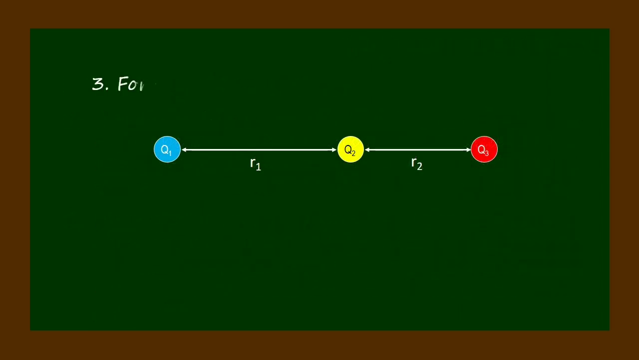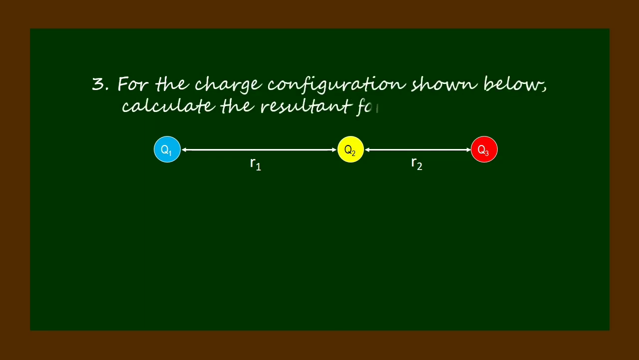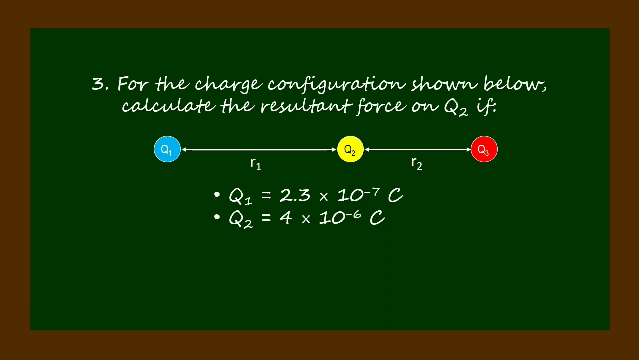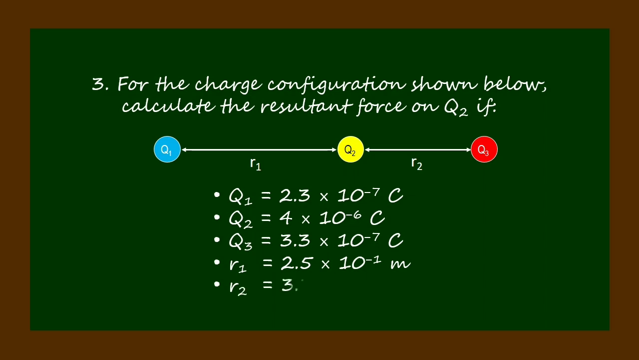Number 3. For the charge configuration shown below, calculate the resultant force on Q2. If Q1 equals 2.3 times 10 to the negative 7 coulomb, Q2 equals 4 times 10 to the negative 6 coulomb, Q3 equals 3.3 times 10 to the negative 7 coulomb, R1 equals 2.5 times 10 to the negative 1 meter, R2 equals 3.7 times 10 to the negative 2 meter.